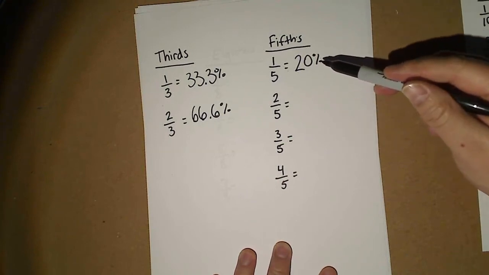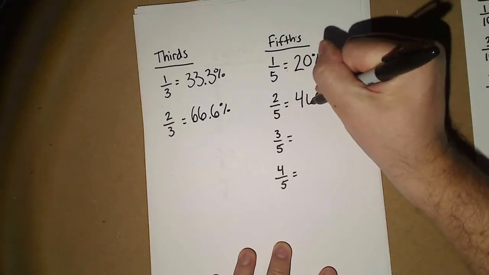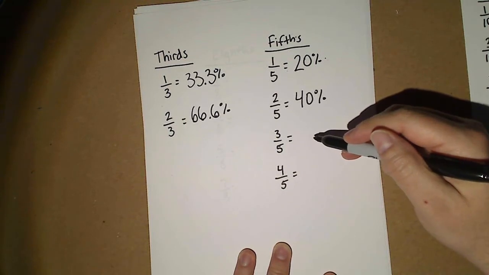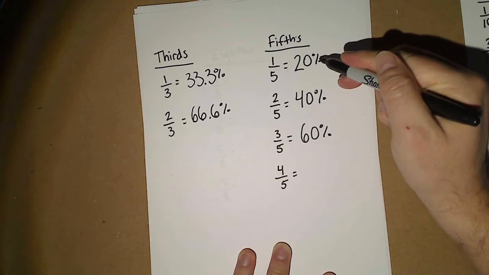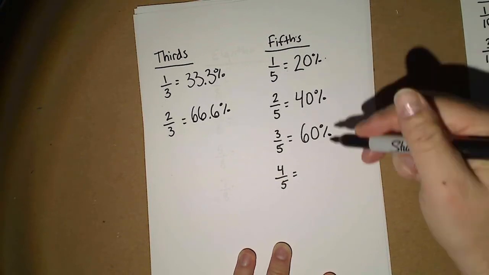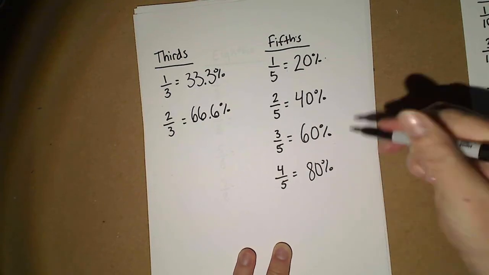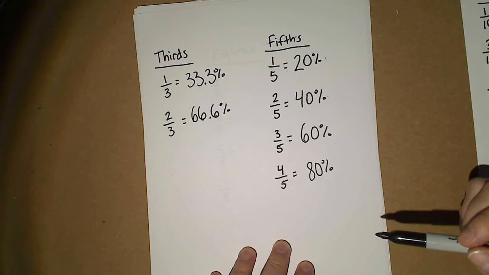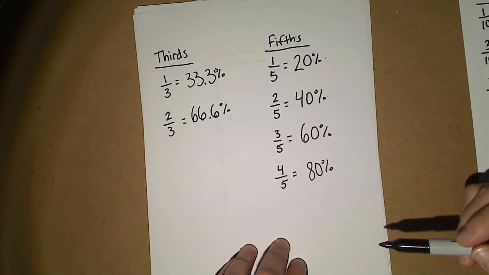Let's see, 1/5 is 20%. Let's double it and make it 2/5. That's 40%. Let's triple it and make it 3/5. That's 60%. Let's quadruple it. 20 times 4. 4/5 is going to be 80%. Again, check out our fifths column: 20, 40, 60, 80. There's a nice pattern there that hopefully is going to make that really easy for you to memorize.